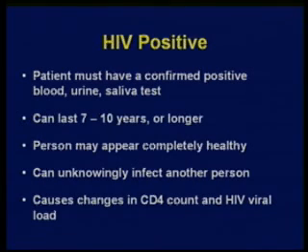So to be HIV positive means one must have a confirmed positive blood, urine, or saliva test, and that this state can last 7 to 10 years or longer, and I'm going to show you examples of where it's longer or shorter, but the person may appear completely healthy. Also know that the HIV positive patient can unknowingly infect another person, and it causes changes in CD4 and HIV viral load.